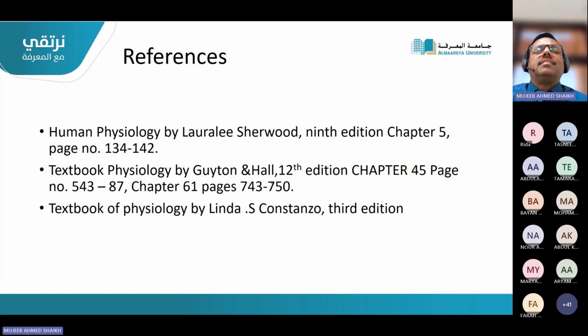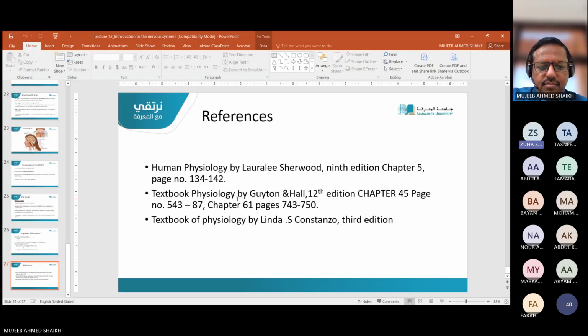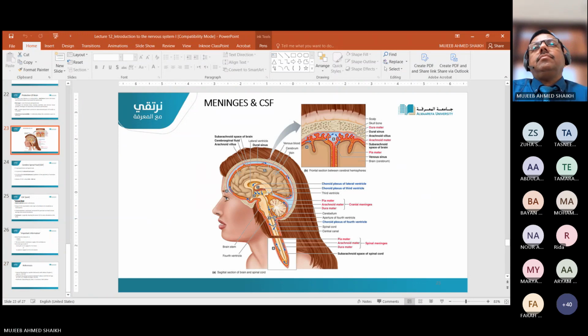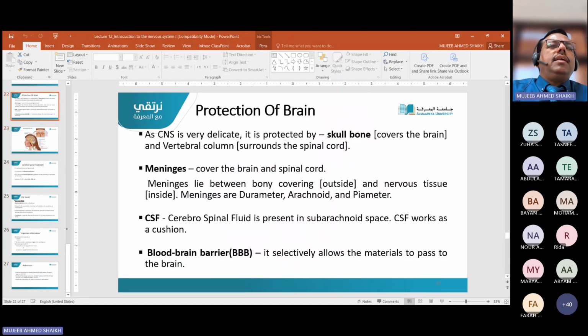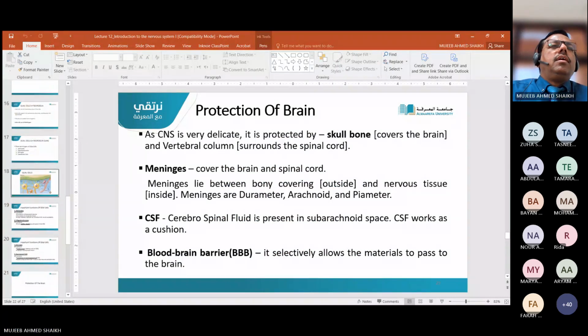Yes, we said that the cerebrospinal fluid is formed from ependymal cells, but then later we said that it is formed with some other cells, the choroid plexus. Yes. Where is the choroid plexus formed? In the ventricle.